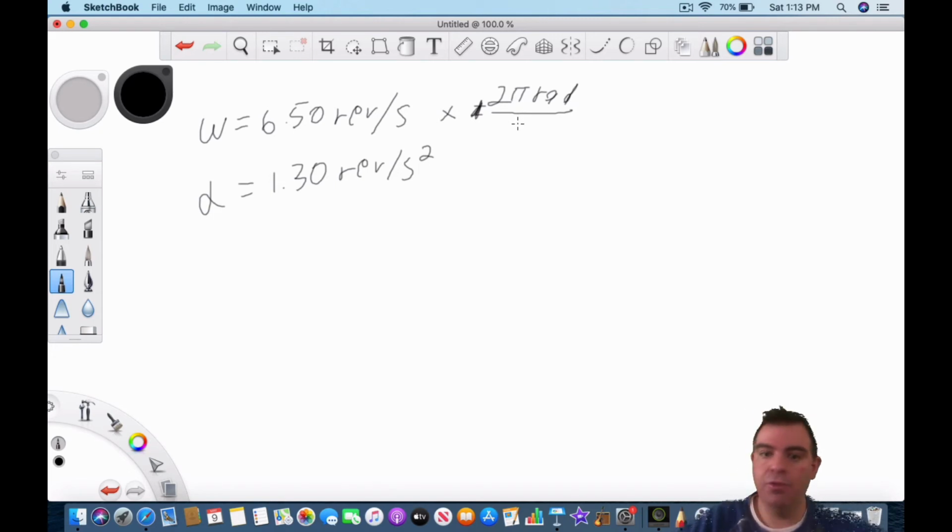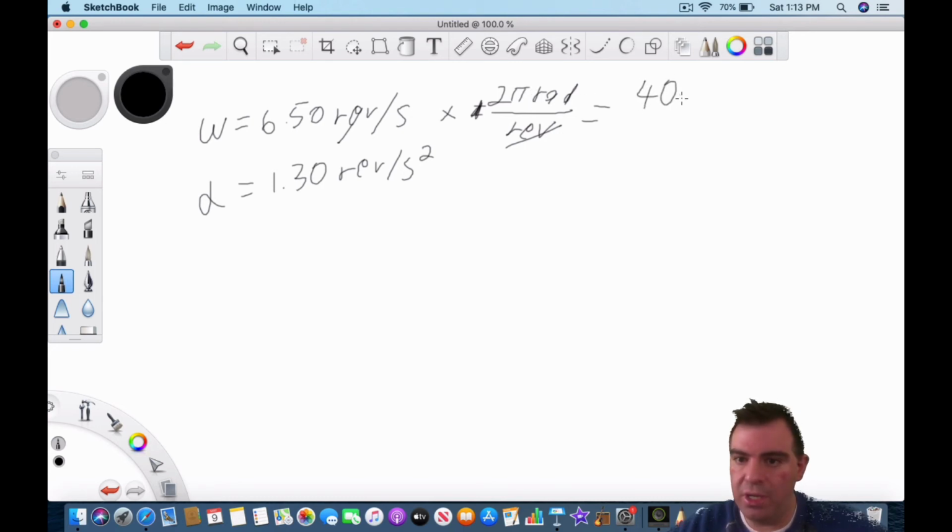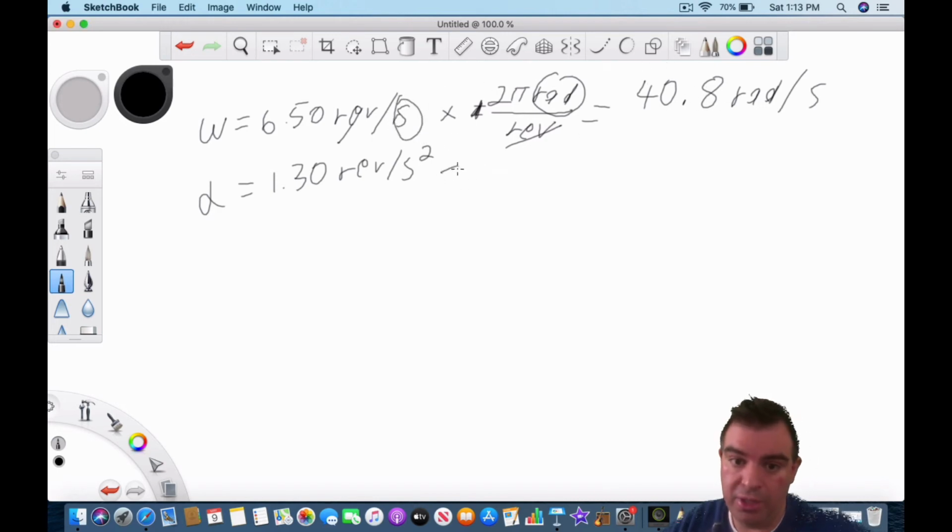If you remember correctly, I told you I like 2 pi rad over 360 degrees, because 360 degrees is one complete circle, so that is one revolution. So revolutions drop out, and we are left with rad per second, the desired units for angular velocity. So 6.5 times 2 times 3.14 rad gives us 40.8 rad per second. These, of course, are our desired units.